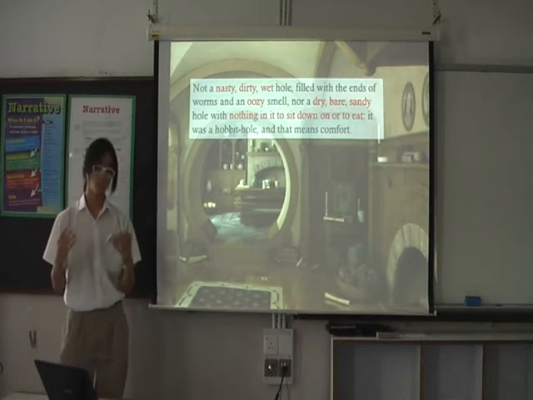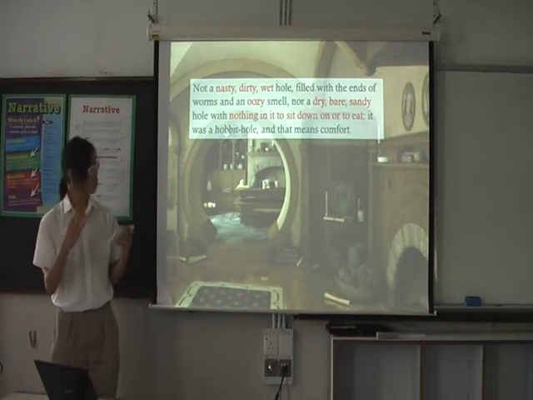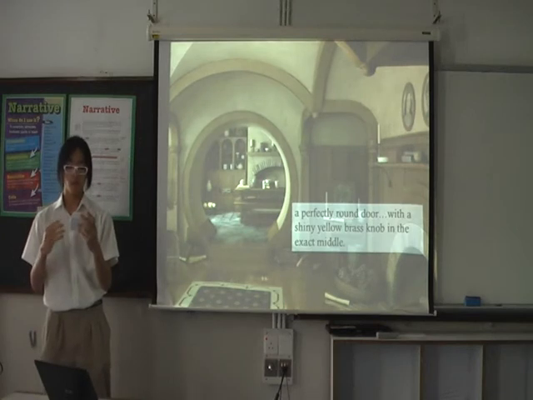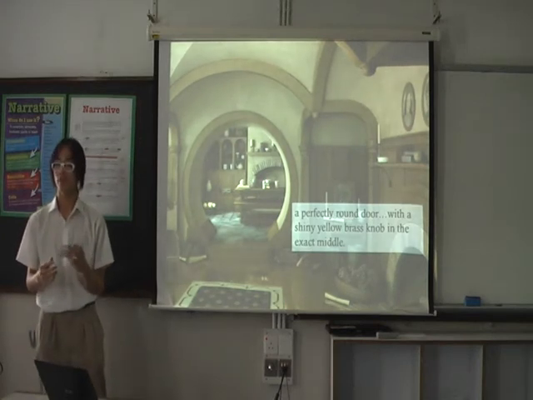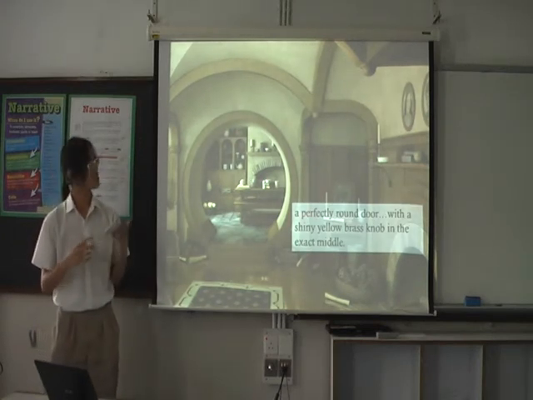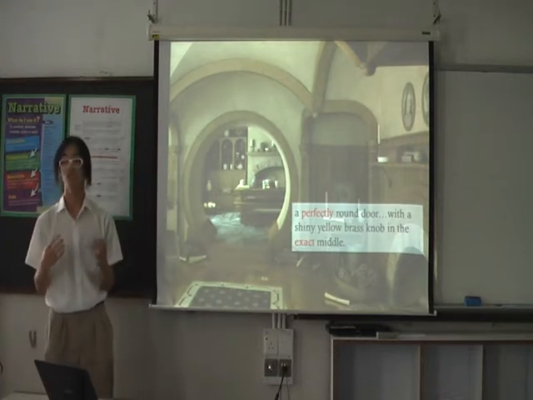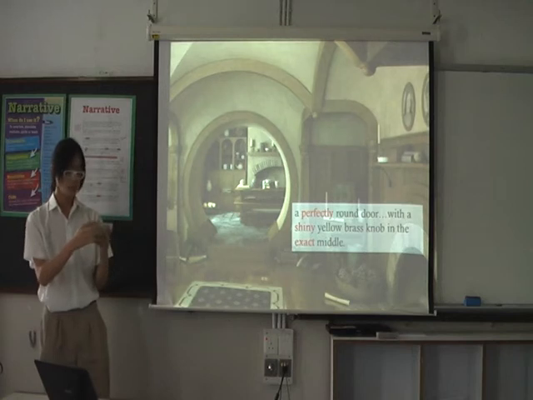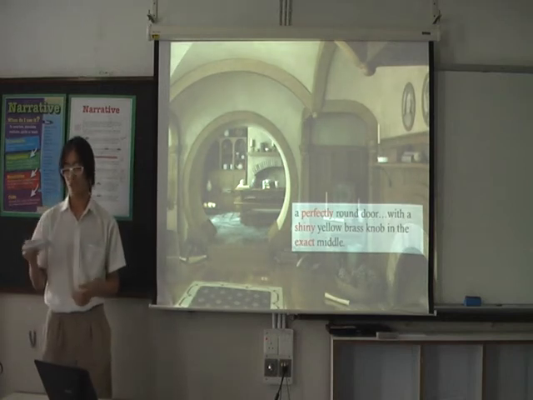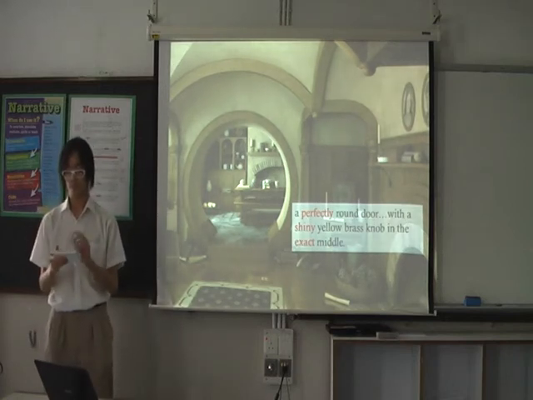The narrator then goes on to say that Bilbo's house had "a perfectly round door with a shiny yellow brass knob in the exact middle." The extreme diction, "perfectly" and "exact," imply a childish pedantism that, with the childish diction "shiny," shows Bilbo's cloistered lifestyle to be essentially childish and immature.